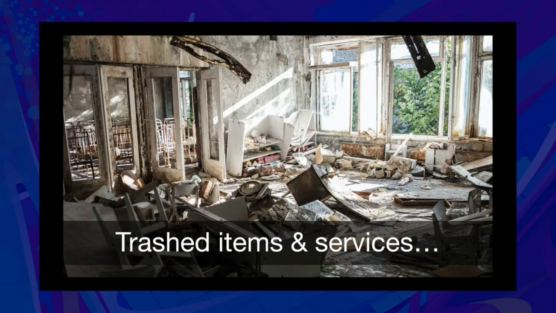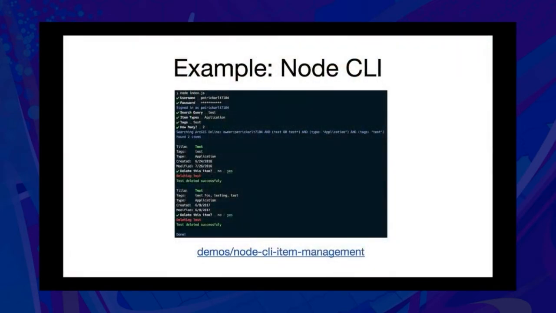So inside of the ArcGIS REST JS GitHub repository, we've got an example called Node CLI Item Management. And this is pretty cool. What it does is it prompts you for a username and password, and then it'll prompt you for some search criteria to find items that you own that you want to delete. After you fill in the criteria, it'll list those out, and you can go through, tab through each, and decide whether or not you want to delete it.